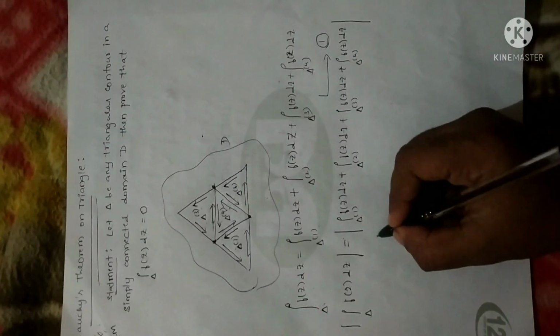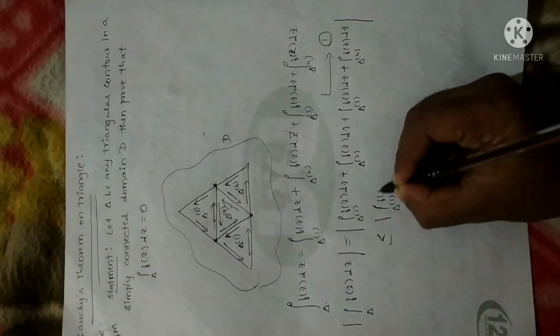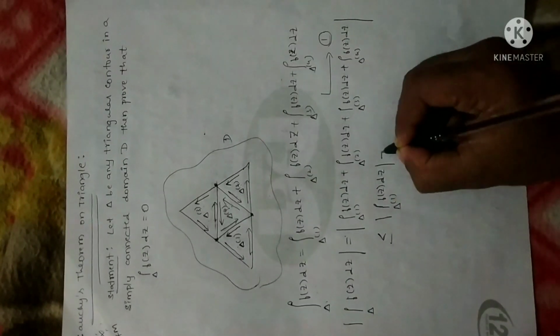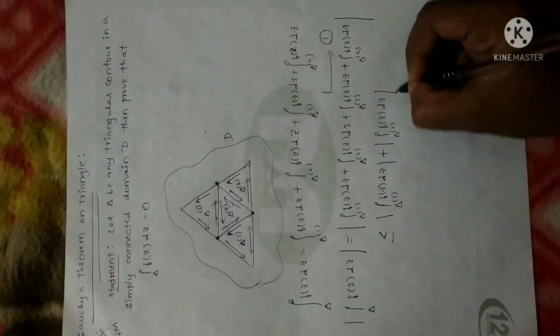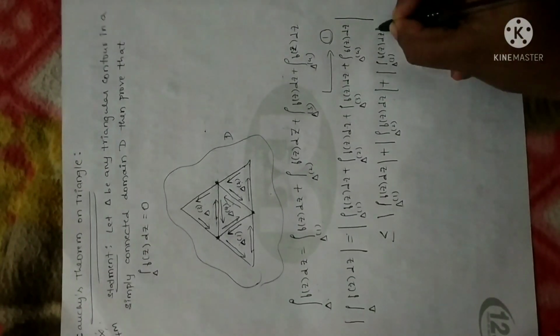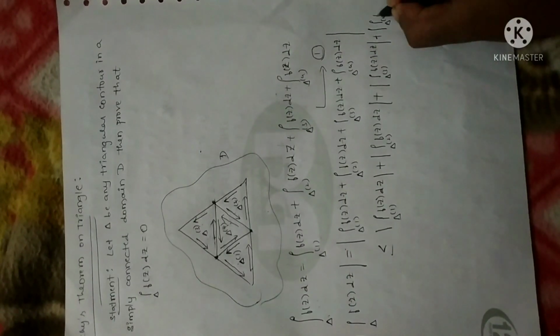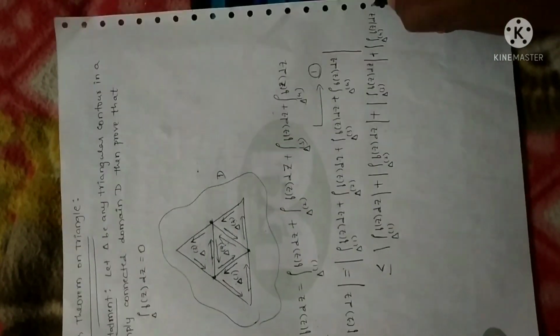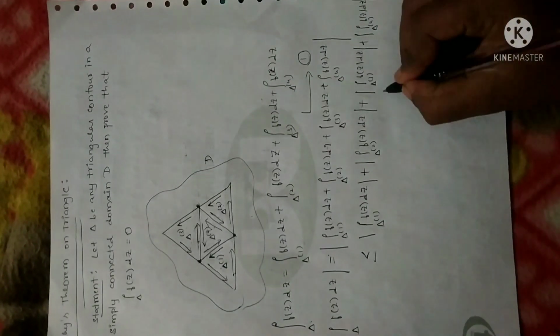Now I have already clearly told you, whenever we are going to split the modulus, it will be less than or equal to. So I am just splitting the modulus, so that I can write integral along delta 1 f of z into dz plus integral along triangle 2 f of z into dz plus integral along triangle 3 f of z into dz plus modulus of integral along triangle 4 f of z into dz. Clear? I have taken a modulus on both sides and I have split it into 4 terms. Now let me take this as equation 2.